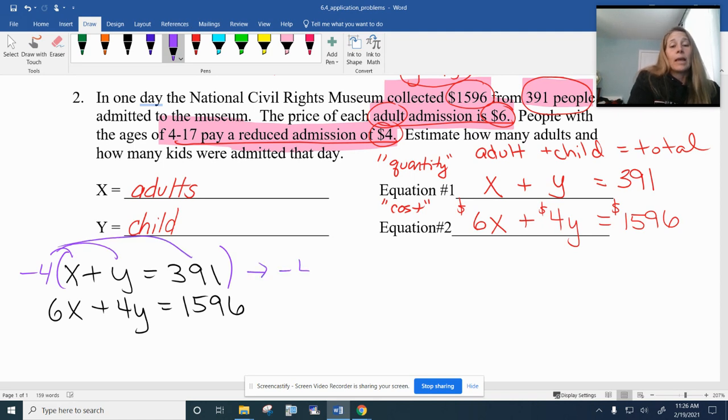So that's going to give me -4x minus 4y. And then I'm going to multiply 391 times that -4, and I'm going to get -1564. The second equation can now just be copied over as is.